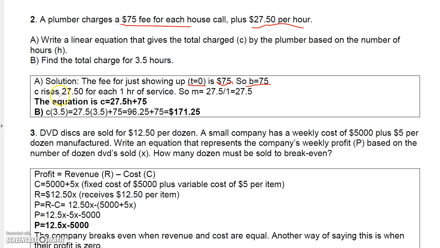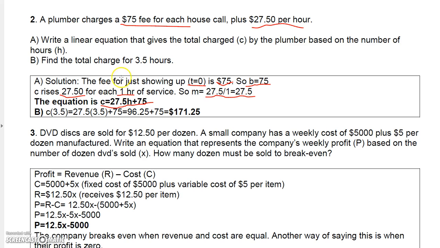And here we don't really need to do the slope. We know the cost is going to rise $27.50 for each 1 hour of service. So we can say that the rise over run is $27.50 over 1, or 27.5. And using the y equals mx plus b form, we can say cost is the slope times the number of hours plus 75. And then that gives us the cost function.